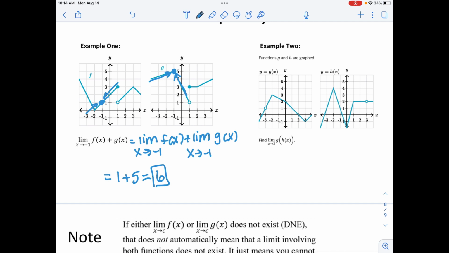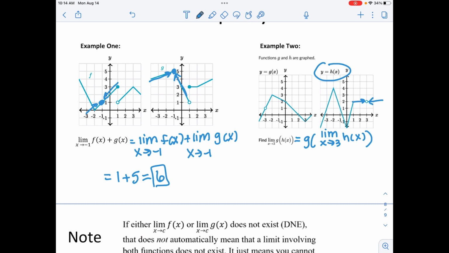This one's a composition one, so it's trickier. So you're going to be doing, this is equivalent to g of the limit as x approaches 3 of h of x. So I'm going to start with the h of x function, which is over here. And I'm going to approach 3 from both sides.